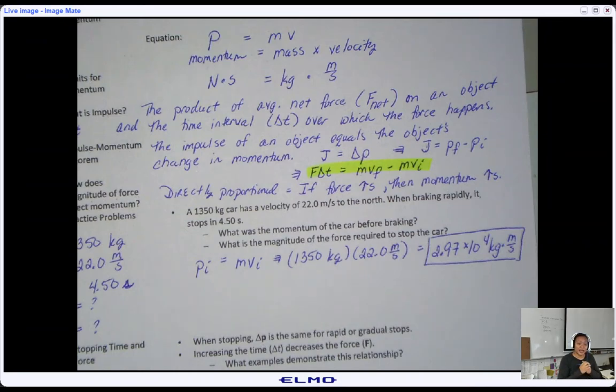Okay, so stopping at a stoplight gradually versus quickly. Yes, that would be an example. What about something like, so think of things that are used to increase the time it takes us to stop. So let's use a car. Talk about a car and a collision.